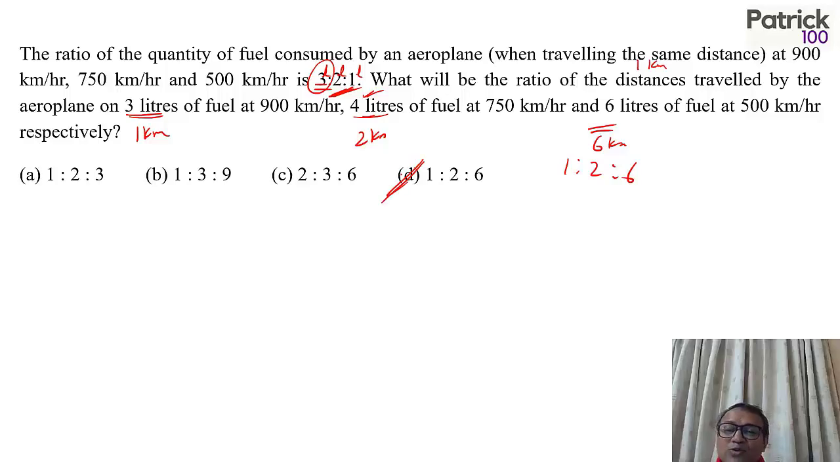Just putting values, substituting simple things, you should be able to get the answer. So we basically want distance traveled. You can get that by looking at the fuel consumed and the distance. So same distance, liters is 3, 2, 1. We took 3 liters, 2 liters, 1 liter. So 3 liters travels 1 kilometer, 4 liters, the second one, will travel 2 kilometers, 6 liters, 6 kilometers. You will get the ratio.